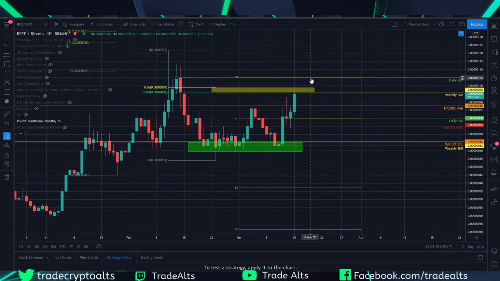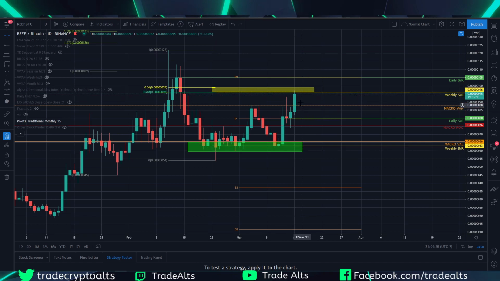I think it's likely to be respected, especially because there is the R1 monthly pivot there. So this is a very important level to watch as well. But the real resistance is right here. So we'll see what happens.